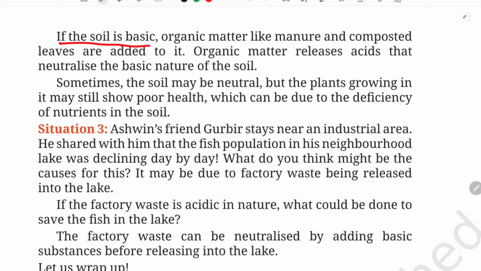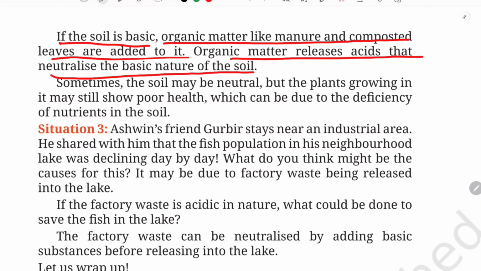Now if the soil is basic, what you can do is add organic matter like manure and composted leaves. Why? Because organic matter releases acids that neutralize the basic nature of the soil. As organic matter like cow dung releases acid, if the soil is basic, it will again be neutralized. I hope this is clear.